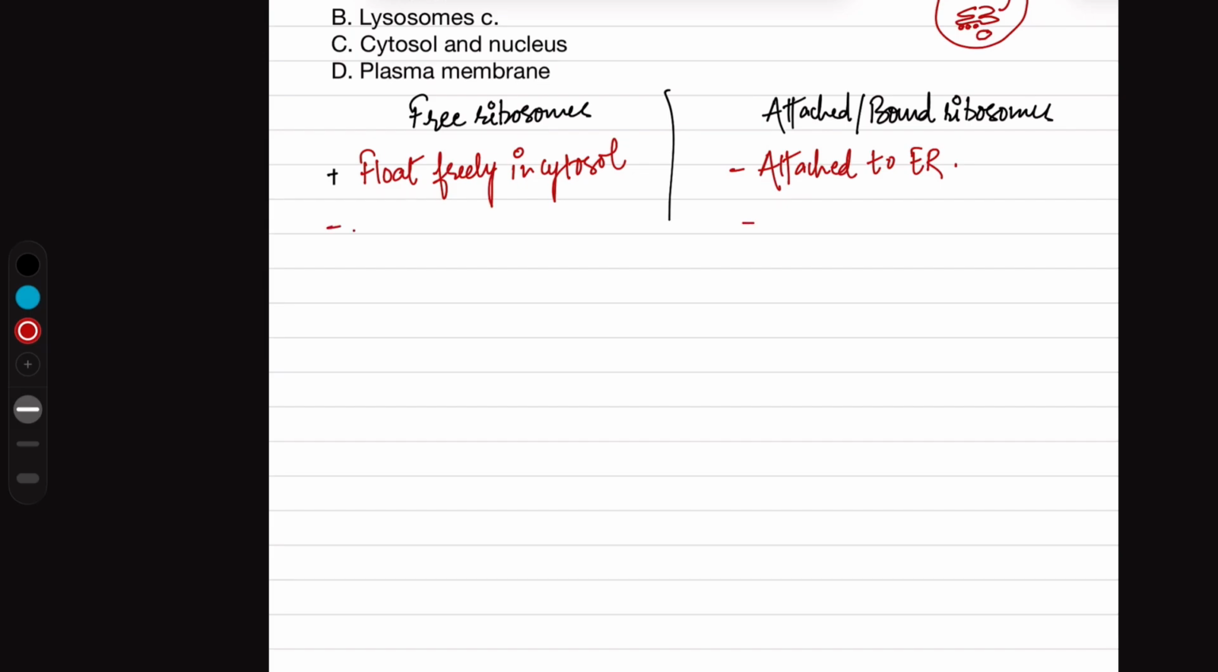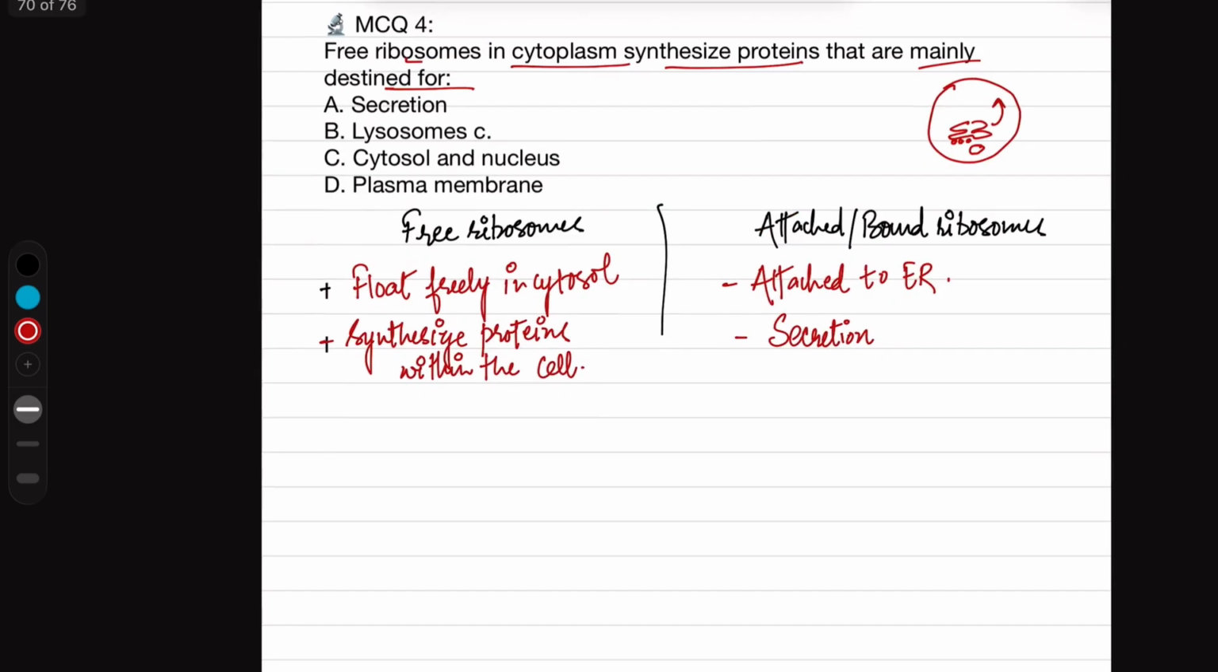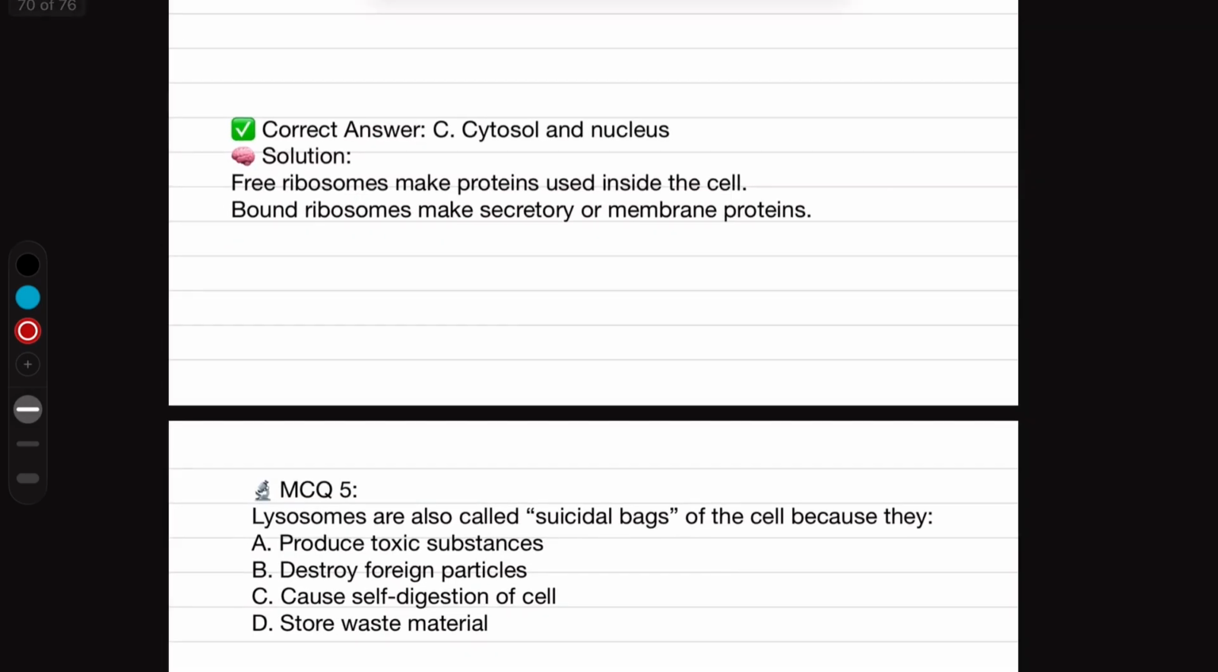Whatever proteins are made from these, they synthesize proteins within the cell, while bound ribosomes secrete, means they release secretory ribosomes. So if we see the option, then free ribosomes are for cytosol and nucleus.